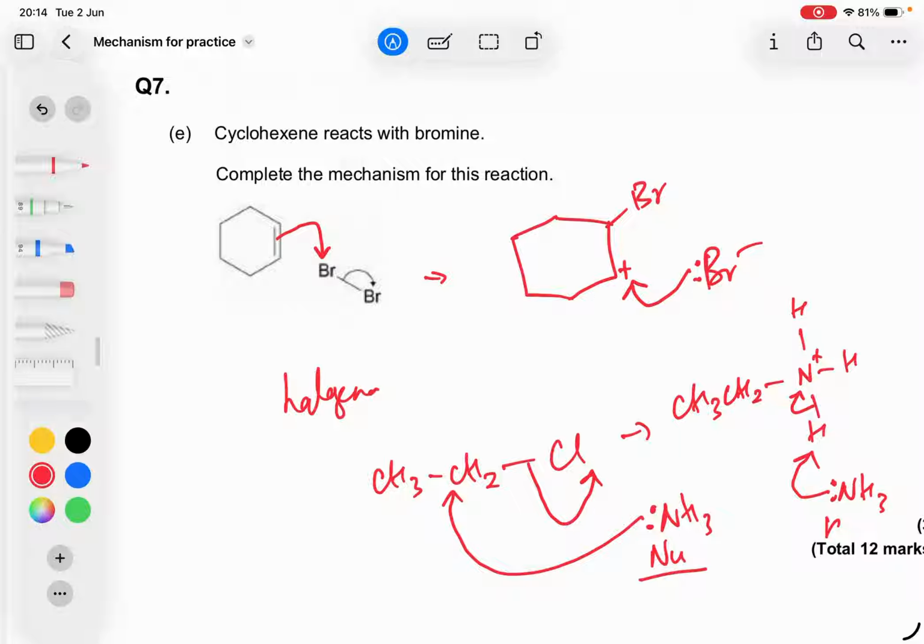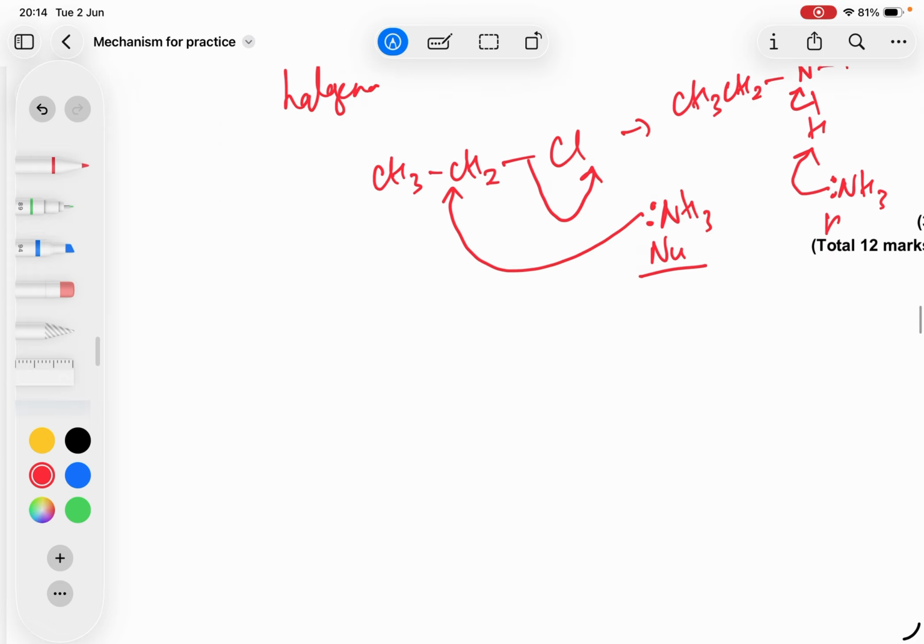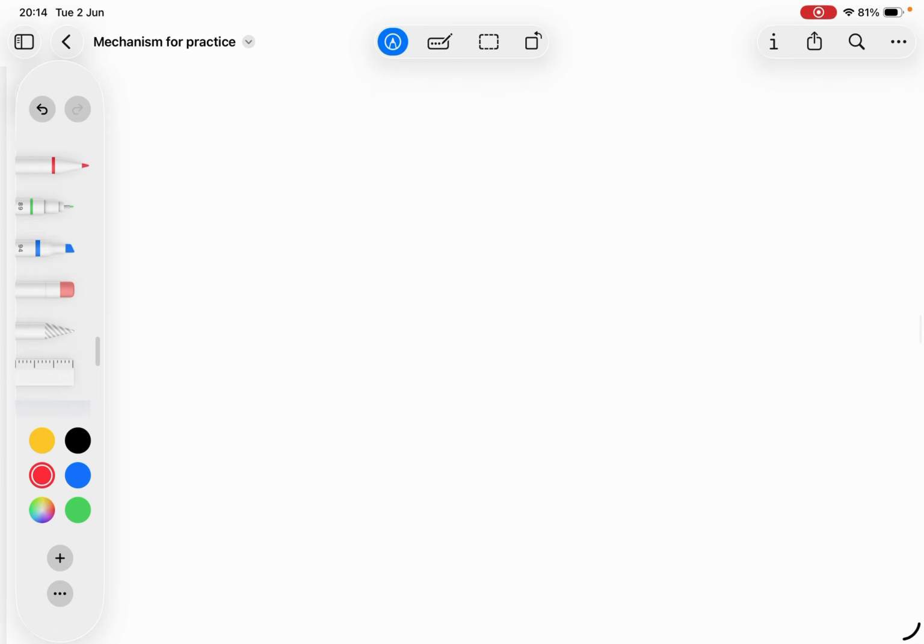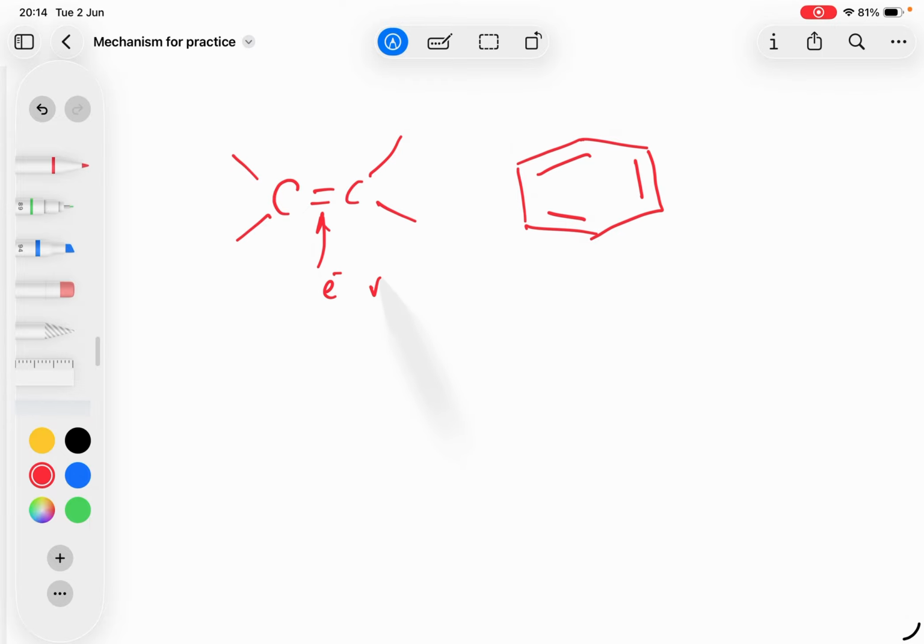Been through a few questions with you here. There isn't a lot of explanation. However, some of the key things I do need you to understand is, firstly, the reason why alkenes and benzene undergo electrophilic reactions is because they're both electron rich. The double bond is electron rich. So electron rich species attract electron deficient species.